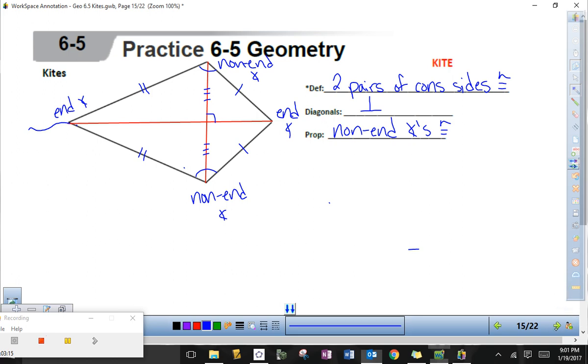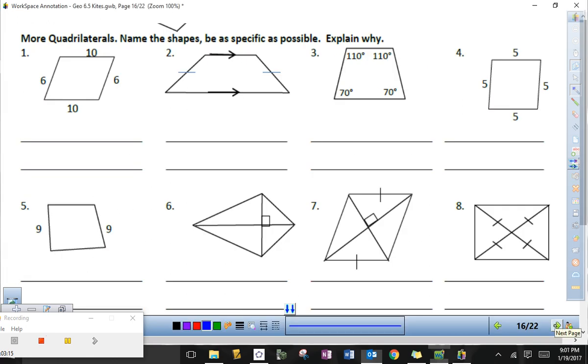So we're going to use these properties to answer some questions about quadrilaterals in general. We've covered all of the different types of quadrilaterals now, so we can be as specific as possible. The first one, we've got sides marked, and if you notice, opposite sides are congruent. That, of course, is a parallelogram, because our opposite sides, both sets, are congruent.